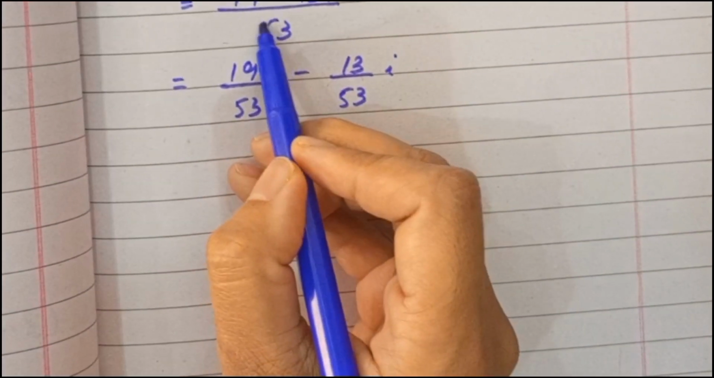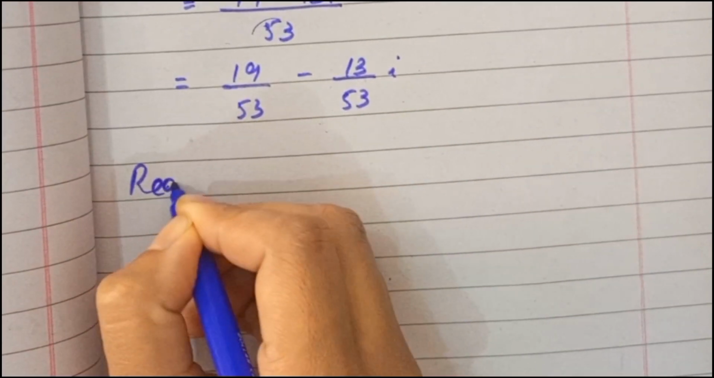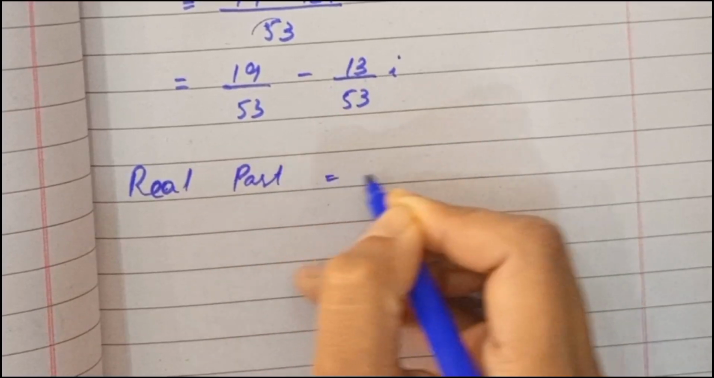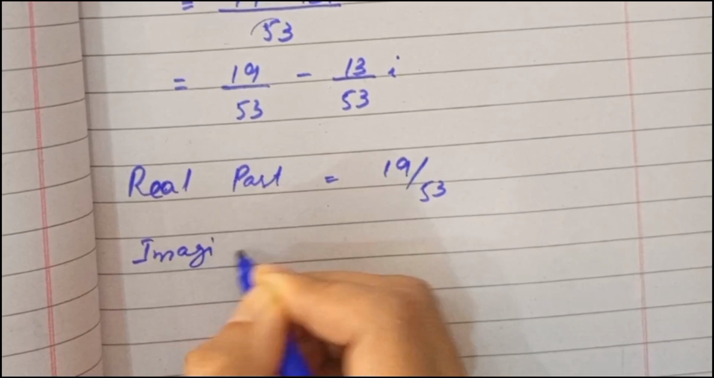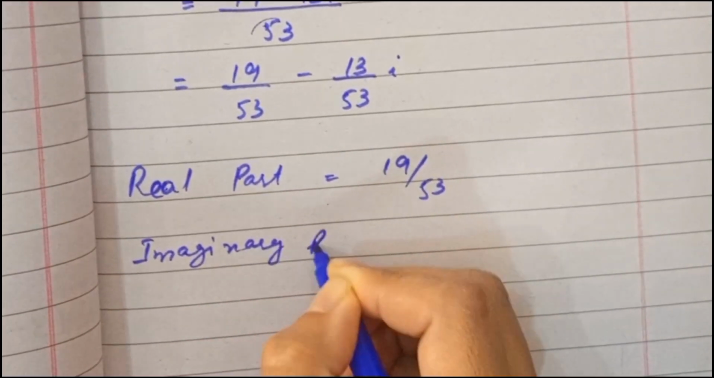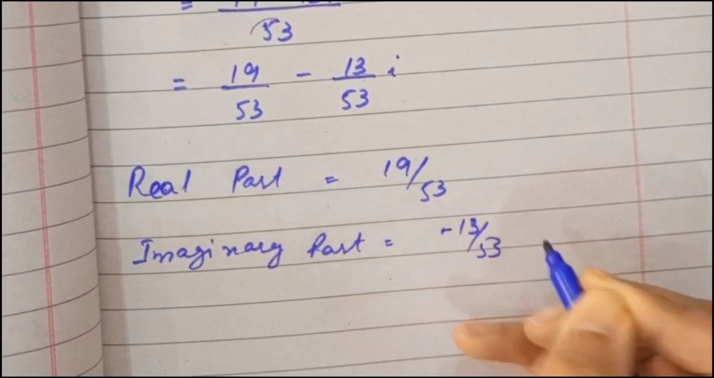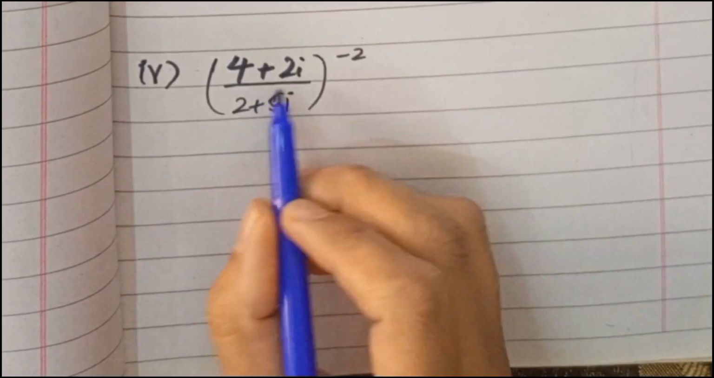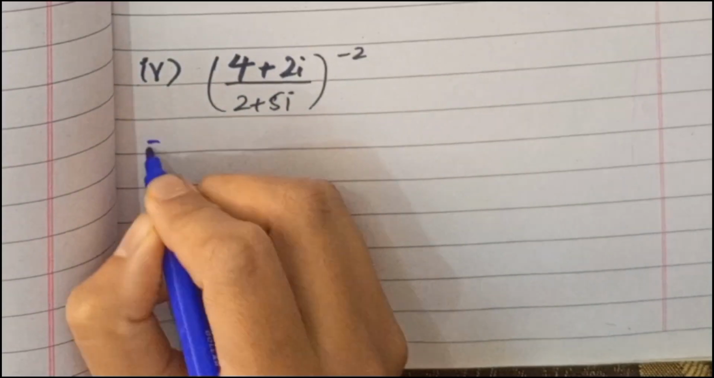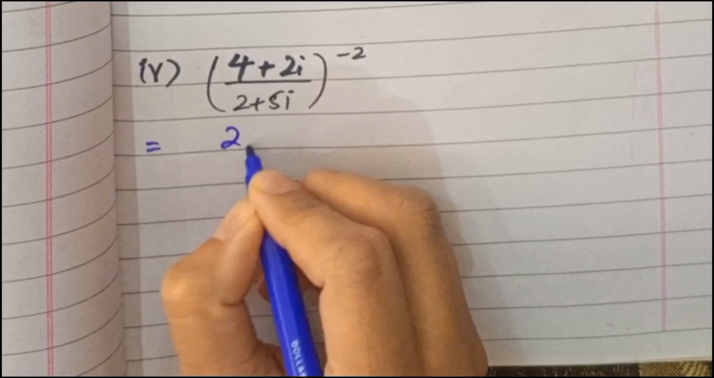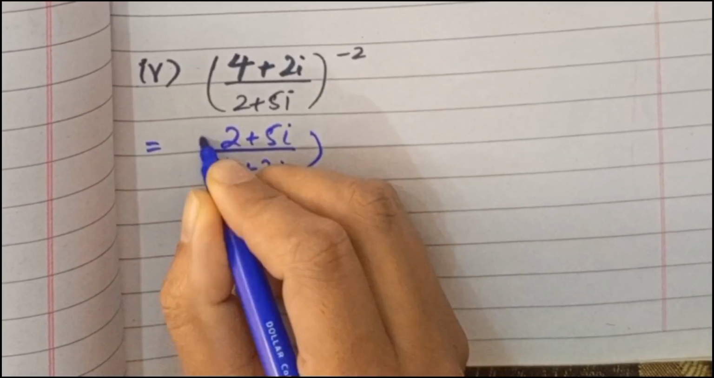Now that we have reduced the denominator, we can split it easily. Here we have real part as 19 by 53 and our imaginary part is minus 13 by 53. This is part number 4. (4 plus 2i) divided by (2 plus 5i), the whole power is minus 2. First we will make the power positive. For this we have to change the numerator and denominator places.